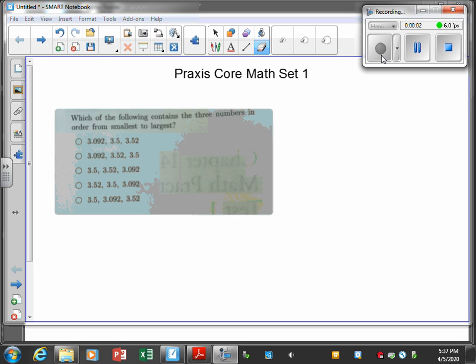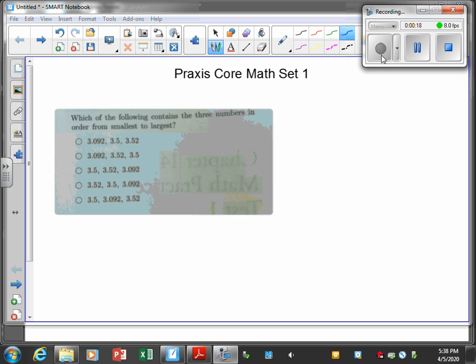Alright, in this video I'm just going to work through some sample problems on the Praxis Core test. So we'll just start with working through some examples. This first one is, which of the following contains the three numbers in order from smallest to largest?